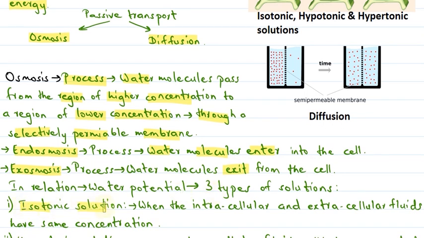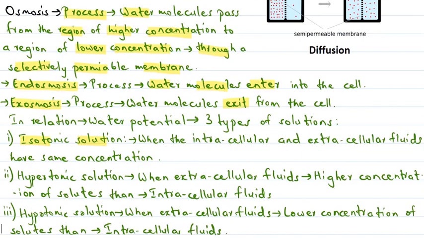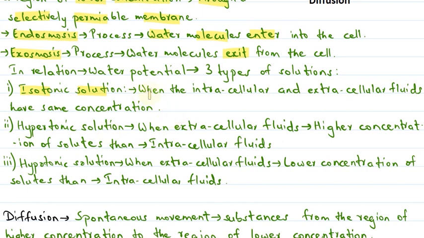In relation to water potential, there are three types of solution. Here we have a diagram: isotonic solution, hypotonic solution, and hypertonic solution. We call a solution isotonic when the intracellular and extracellular fluids have the same concentration. A solution is called hypertonic when the extracellular fluids have a higher concentration of solutes than the intracellular fluids, and we call a solution hypotonic when the extracellular fluids have a lower concentration of solutes than the intracellular fluids.